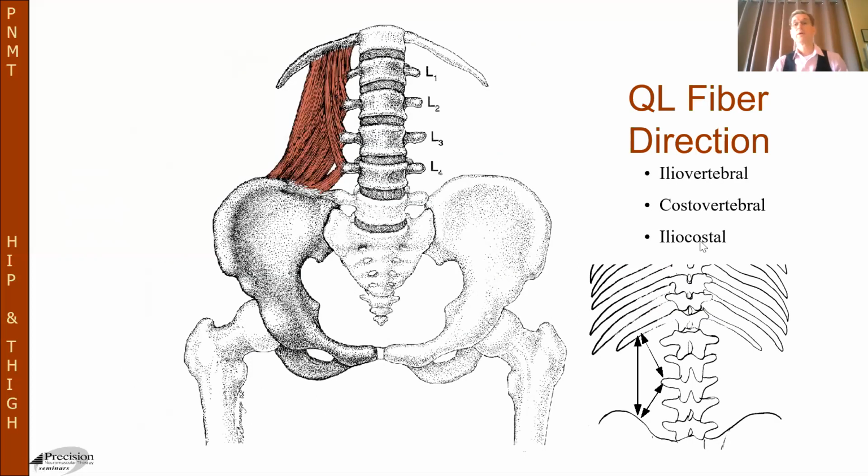And of course, the QL. One thing I want to point out is that this muscle has three different fiber directions. It has the iliovertebral, that's this one, coming from the ilium going to the transverse process. It has a costovertebral, coming from the ribs to the transverse process, and an iliocostal, the one coming straight up. Most of the time, I think you'll find the problems will be in the iliovertebral and costovertebral sections. So we're not just going to treat the QL, we're going to try to isolate each one of those three sections of the QL. If you could review that anatomy, that would be helpful as well.